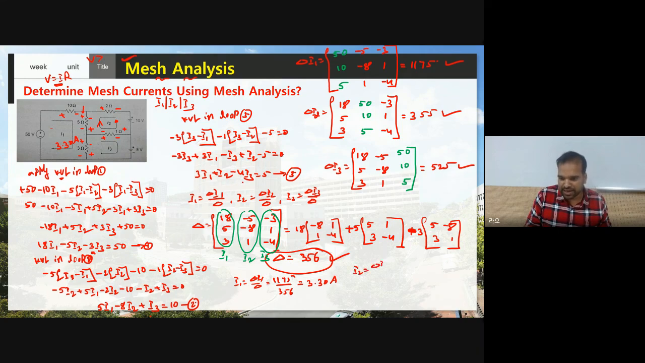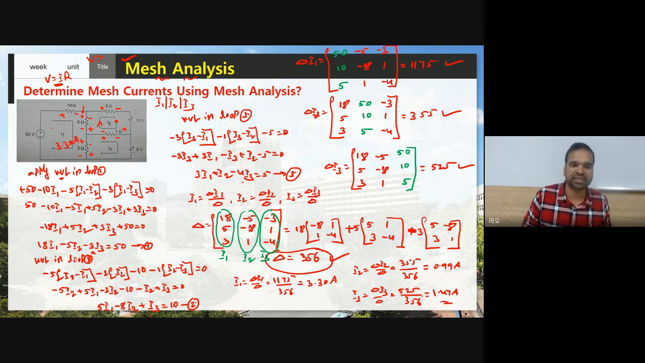Now you can find the I2 current. The formula is delta I2 by delta, that is 355 by 356. Therefore I2 equals 0.99 ampere. And the next one, I3, is delta I3 by delta. The determinant of delta I3 is 525, and delta is 356. Therefore you will get 1.47 ampere.